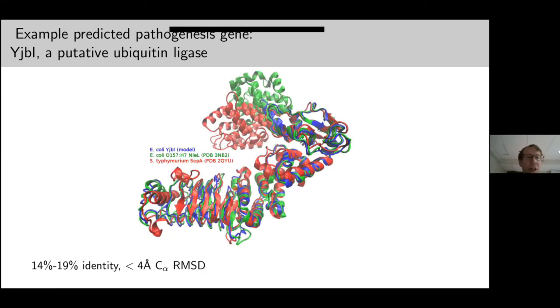And we can see where this prediction comes from in this case, because if we look at our model of YJBI, which is shown in blue, you can see very good structural alignments to the ubiquitin transferases, both from enterohemorrhagic E. coli in green, and also Salmonella typhimurium in red. What you see here is actually highly characteristic of what we see when we do these structure-based function annotations. There is low sequence identity between these proteins. It's between 14 and 19% sequence identity in these cases, but there are very good alpha carbon RMSDs, and that tells us that the structures are very similar, even though the sequences are far apart.